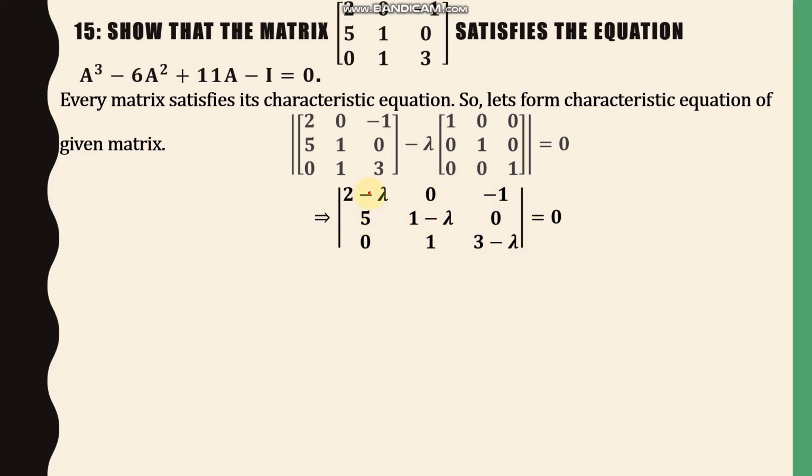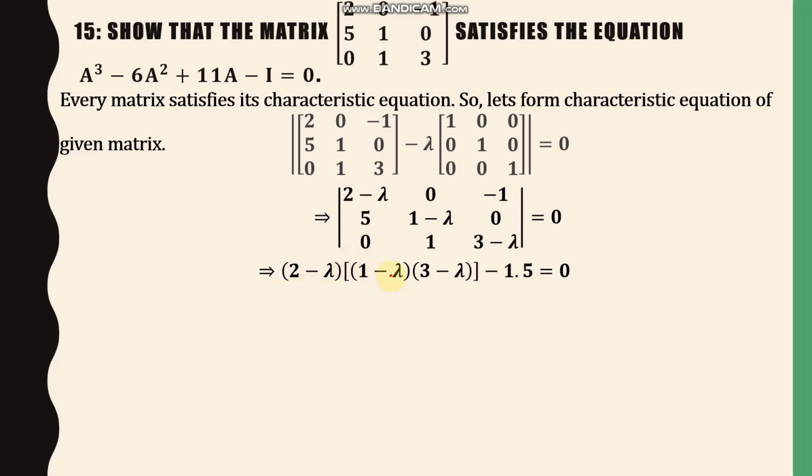Let's solve this determinant by expanding it through a particular row. I'm expanding it through the first row. So when you expand through the first row, write down 2 minus lambda, remove its row and column, and multiply with the determinant of the remaining matrix, which is (1 minus lambda)(3 minus lambda) minus 0. Then the middle term is 0. Then we have minus 1, multiplied by the determinant of this matrix, which is 5. Okay, so we get this.